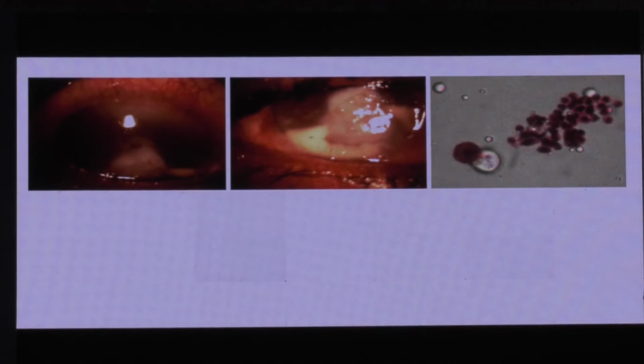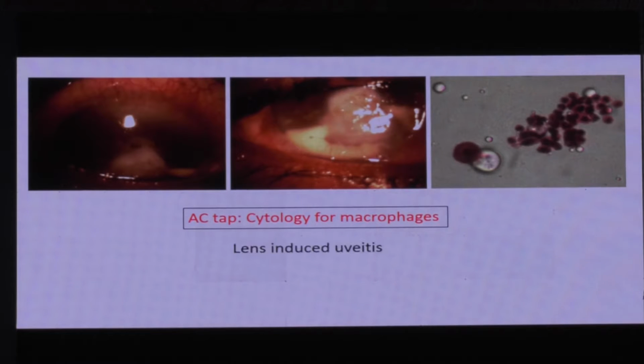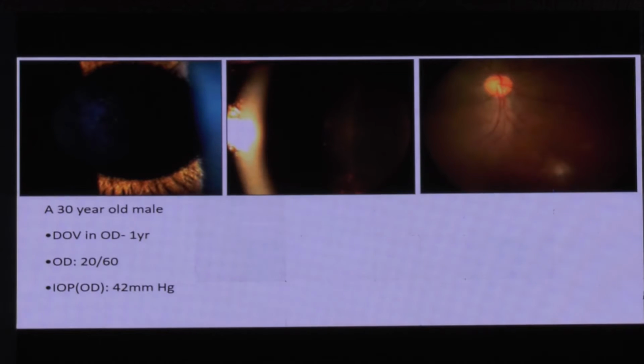So we didn't know what was going on, and these are cases which you need to tap, and this turned out to be actually a lens-induced inflammation, and if you can see, these are the macrophages which were swollen with the lens material. So a lens-induced uveitis is another indication where we do tap these eyes.